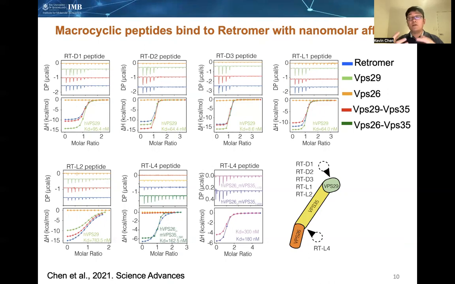To give a summary, among these 8 cyclic peptides, we managed to confirm that 5 of them bind specifically to the VPS29 subunit, and all bind pretty strongly, in the nanomolar range. And there's another one which is quite unique. It's called RTL4, and we found it binds to the 26/35 interface.